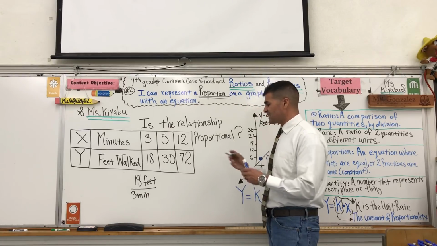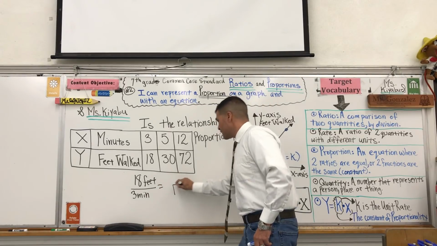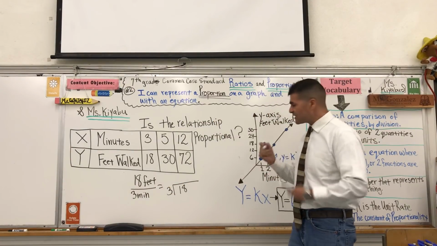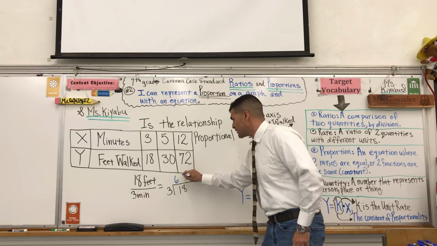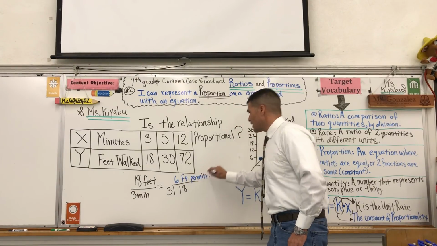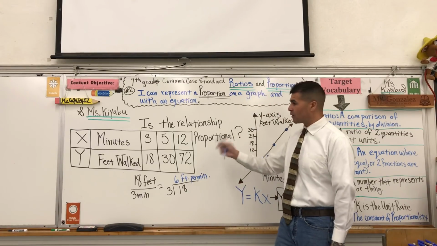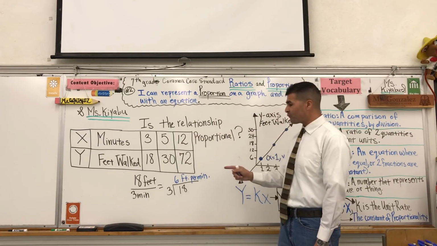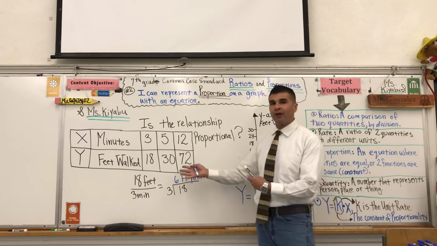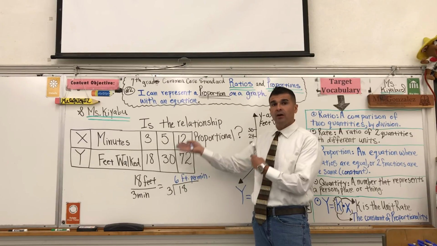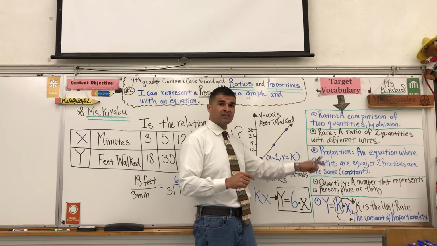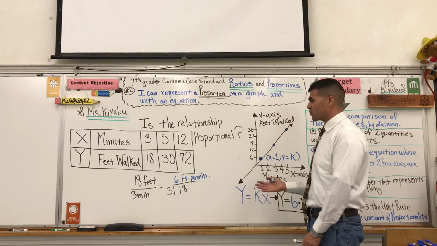I'm going to see that this is going to be a total of 18 feet divided by 3 minutes. Well, this is going to give me a total of 6 feet per minute. Well, if I can make another fraction according to this table, and that fraction is also equal to 6 feet per minute, well then the two fractions for the relationship here would be equal. And if we can make two equal ratios or fractions, we would know that this is a proportional relationship.